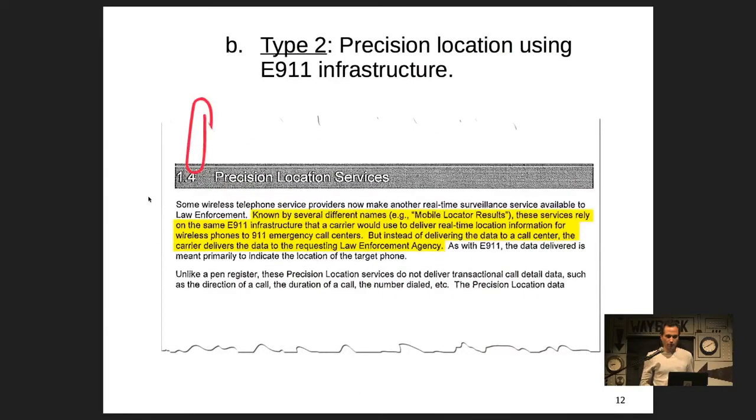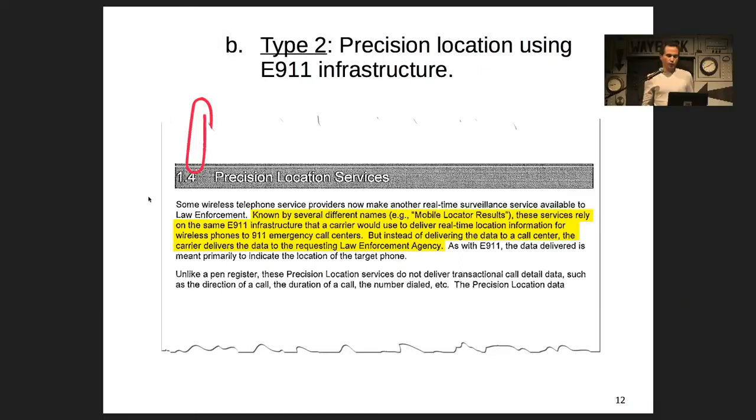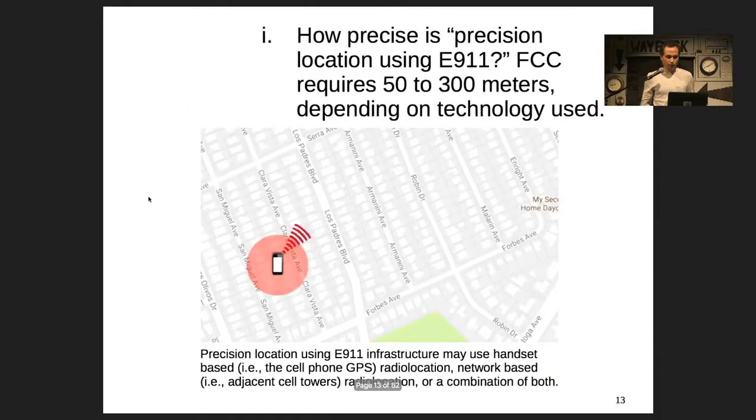Another type of location information that law enforcement can get from service providers is the same type of information that would be transmitted to 911 if you ever call 911 from your phone. So this gets more precise. It either uses the GPS on your phone. If you want to get an idea of how accurate it gets, you can just look at the GPS on your phone, and that will tell you how precisely law enforcement could locate you.